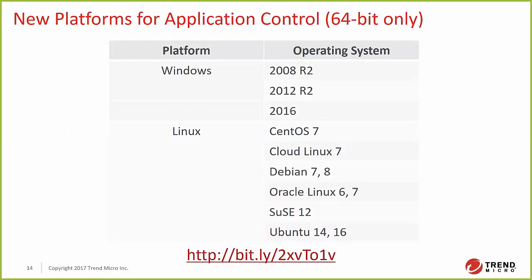And beginning with version 10, we started supporting major Linux distributions like CentOS 6 and Red Hat 6 and 7 for application control. Now in Deep Security 10.1, we've further expanded our supported platforms in app control to other Linux distributions listed here like Debian, SUSE, and Ubuntu, as well as common Windows platforms like 2008, 2012, and 2016. But please note, only 64-bit architecture of these operating systems are supported. So rule of thumb, if it's 32-bit, it's not supported.